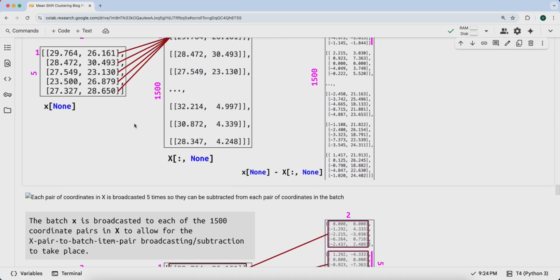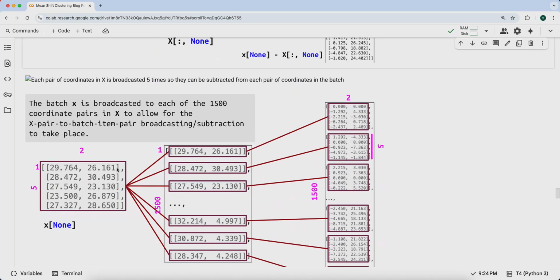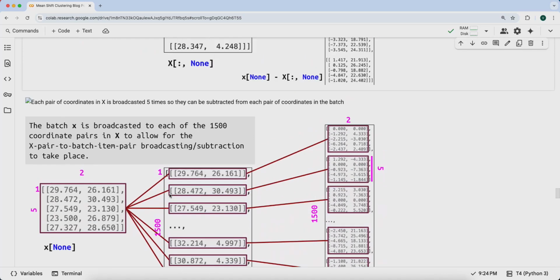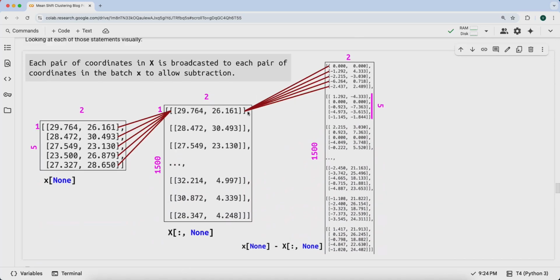Okay, so again, just to recap, we can copy over this batch 1500 times, and then we can copy over this pair of coordinates 5 times, and this pair 5 times, and the third pair 5 times. So it's this two-way broadcasting that is allowing these groups of 5 differences to be generated.